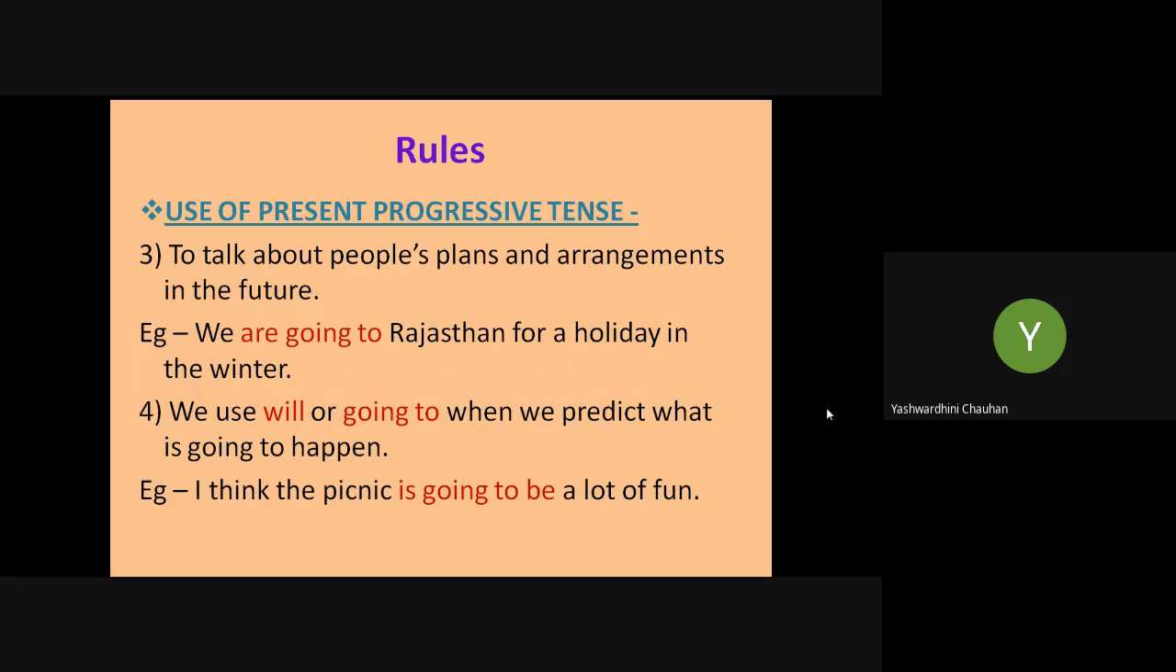To talk about people's plans and arrangements in the future: We are going to Rajasthan for a holiday in the winter. So this is telling you about a plan which we are going to do in future. We use will or going to when we predict what is going to happen. I think the picnic is going to be a lot of fun. So a prediction is there.